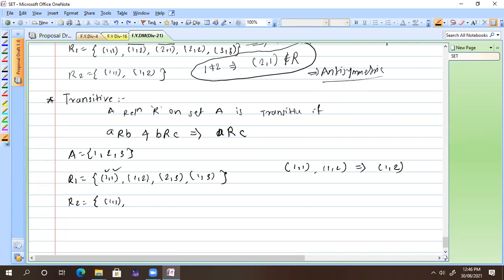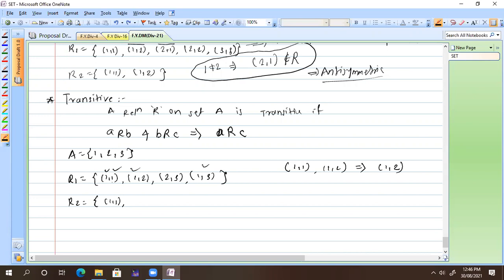First element, here second. 1 is related to 1. It is transitive. Here 1 is related to 2, so 1, 2 is there. Now here 1 is related to 2, and 2 is related to 3, so 1, 3 is there. Now 1 is related to 3, but 3 is never related to anything, so forget about that.